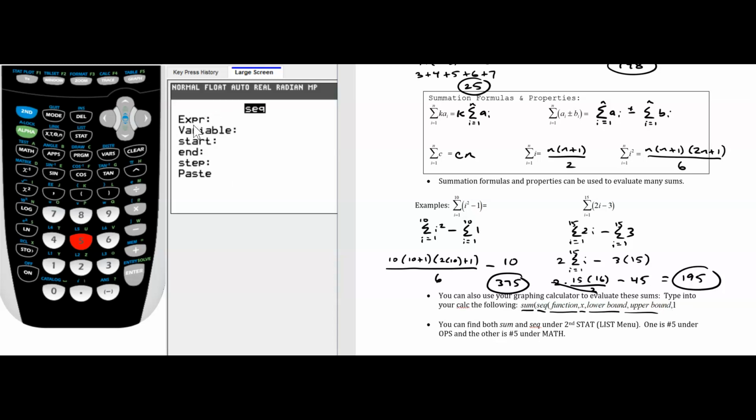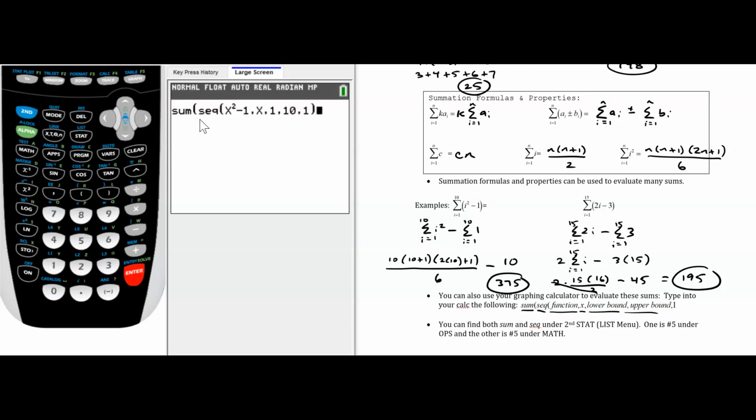So the first thing is our expression, or our equation. So if our equation is I squared minus 1, I'm just going to call it x squared minus 1. And then variable is x, start was 1, end was 10, and step is always going to be 1 when using sigma notation. So you click paste, and so some of you are going to actually have to enter exactly as you see this right here. But you press enter, and there it is.